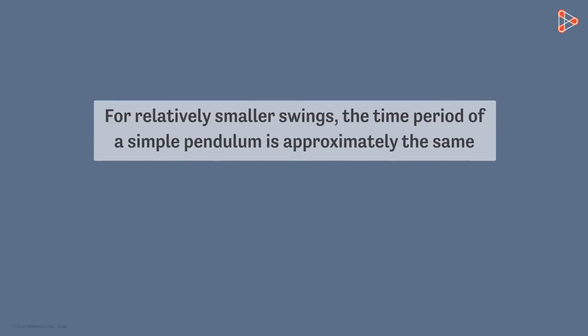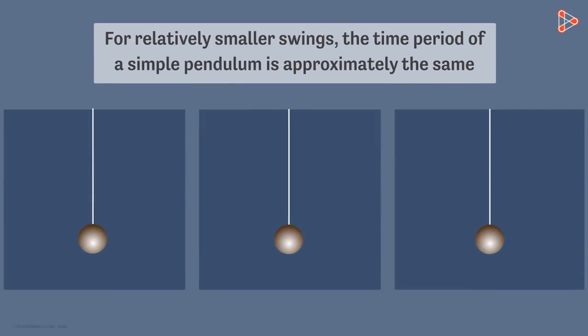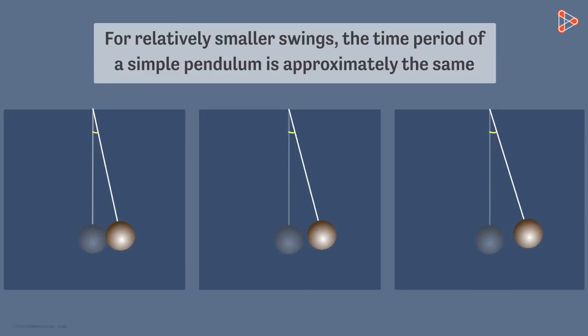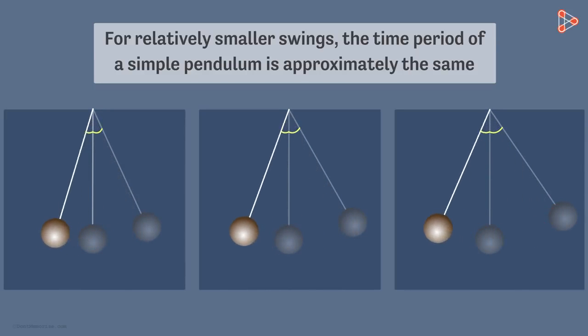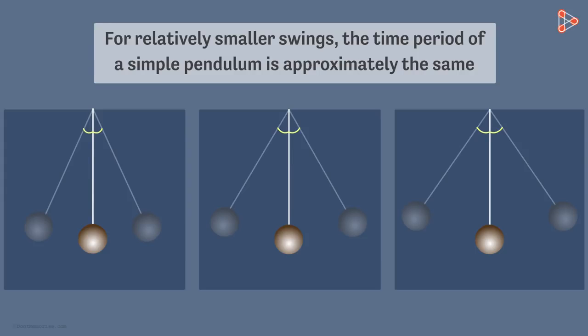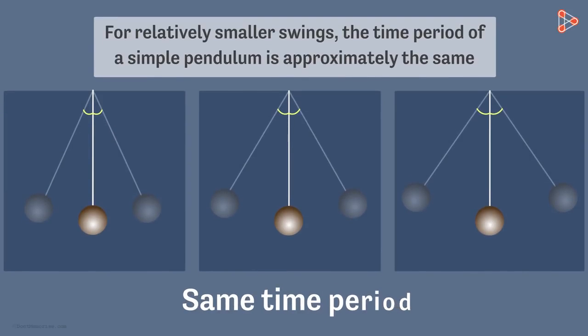Let me explain. Consider 3 cases where in each case a pendulum is displaced by a very small angle. Believe it or not, in all the cases, the time period of the pendulum will be the same. Yes, this is what this property tells us. Let's look at it in slow motion.